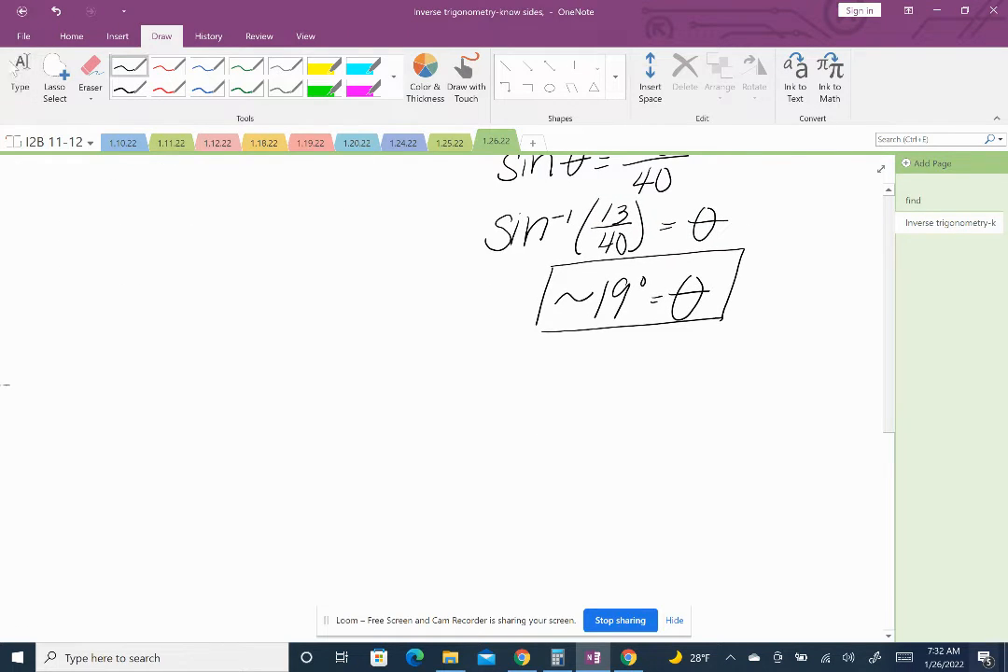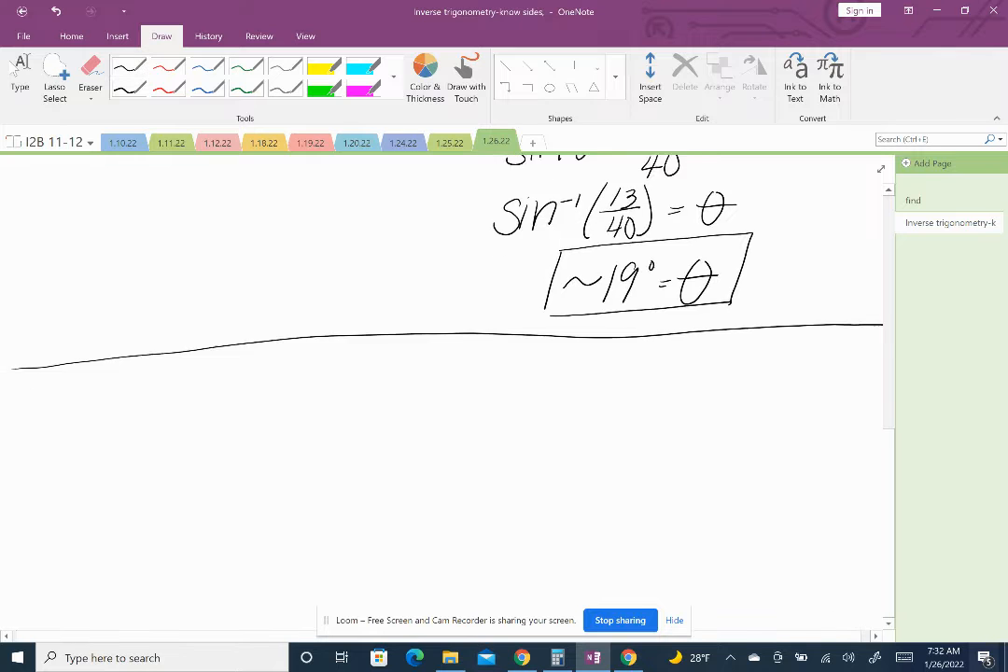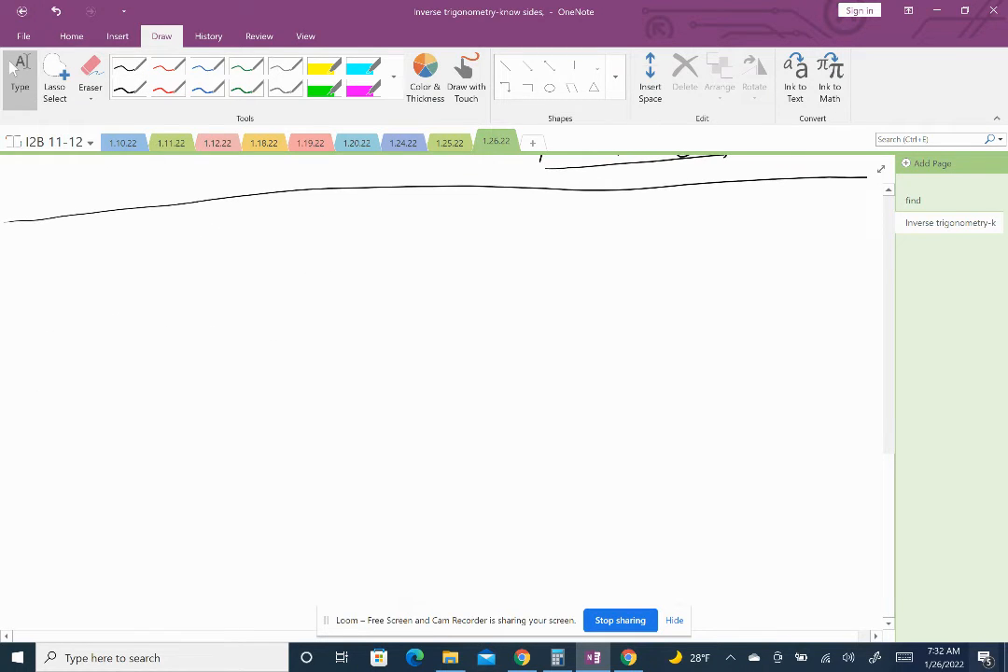Okay, so let's take a look at another example problem. Let's say I have this triangle right here.